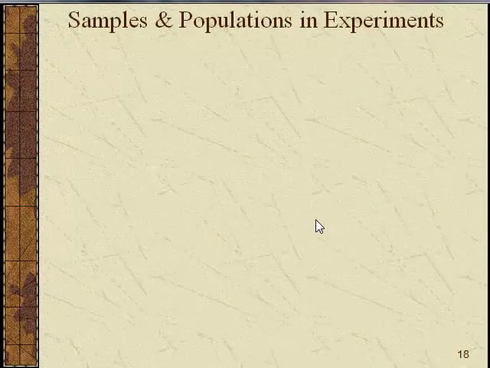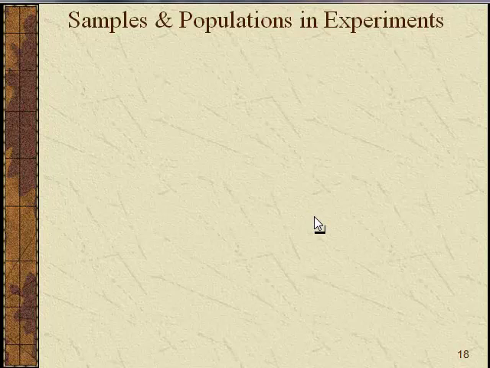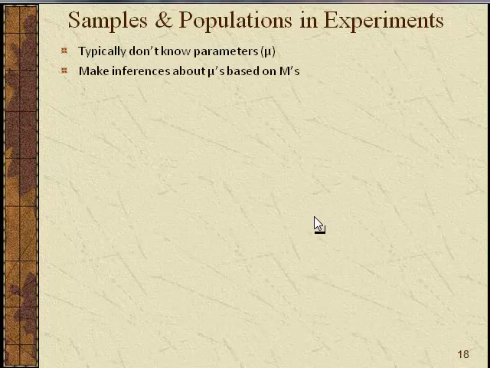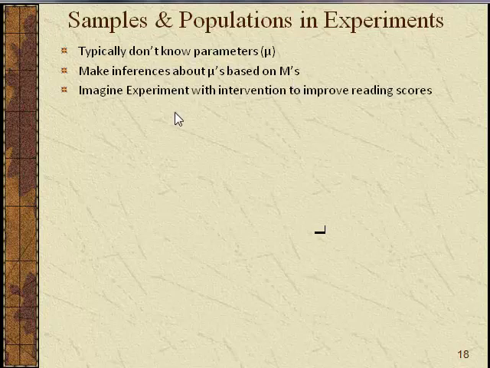Okay, now we have samples and populations in experiments. This will make it a little more clear why it's important to know this distinction. Typically, we don't know the parameters. There are certain situations where we might, but typically in a regular study, we have no earthly idea what the mu's are. All we can do is make inferences about the mu's based on the sample means, the capital M's. So let's imagine an experiment where we're trying to improve reading scores in a group of students that, say, aren't doing as well. This would be the kind of activity a school psychologist might be interested in.